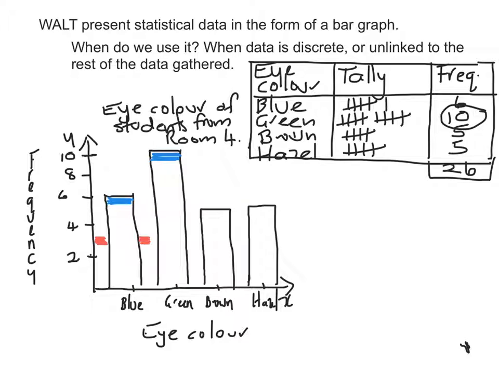So now we have all of our data. A little bit uneven because I'm doing it freehand, but you can see what's happening reasonably clearly. So that's how we create a bar graph from data presented in a tally chart.